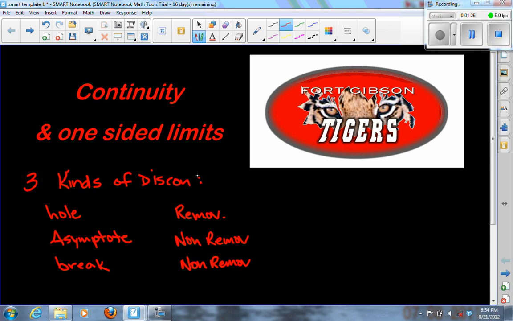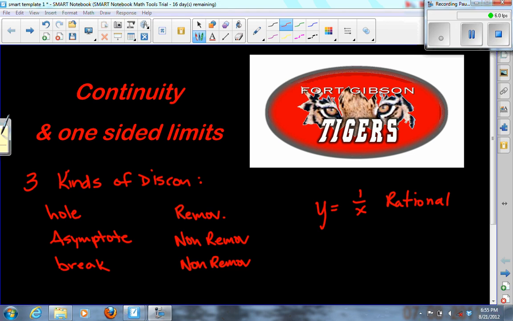Functions that have asymptotes very commonly are rational functions. That would be like 1 over x. This is a rational function. They call it rational because of the root word ratio. You notice in ratio that means a fraction, or like a ratio of two numbers. So that's why they call these rational. These are the most common ones to have an asymptote.